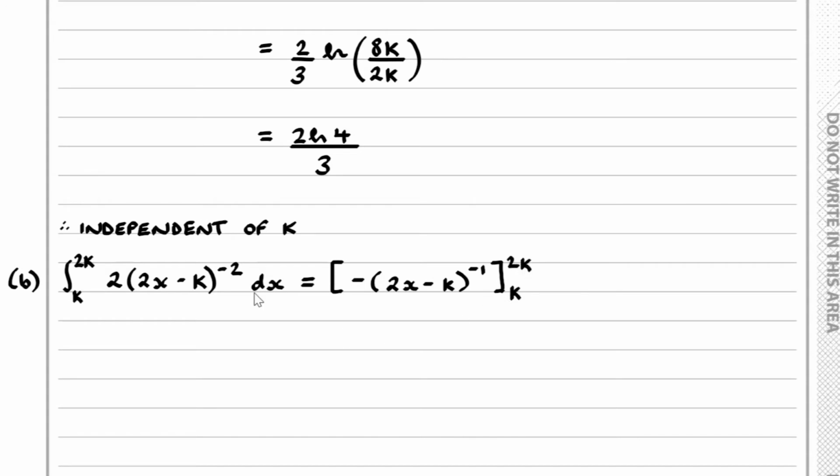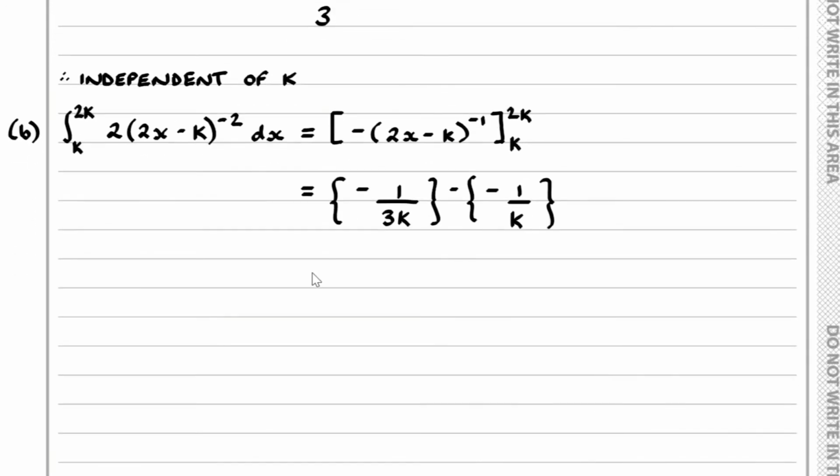So if I substitute in for my upper limit, I've got minus, and then I've got 2 times 2k, take away another k, all to the minus 1, so that's going to be minus 1 over 3k. For my lower limit, I've got minus, and then here I've got 2 times k, subtract another k, all to the power of minus 1, so that's going to be minus 1 over k.